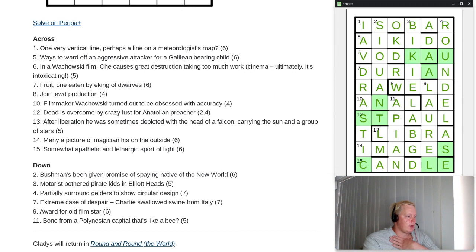Then award for old film star. This was a normal clue. We did nothing to that. And then bone. Bone we modified. We took out the first letter of the first word. So we are highlighting one letter starting from the first. So just the first letter here. And that is our highlighting done.